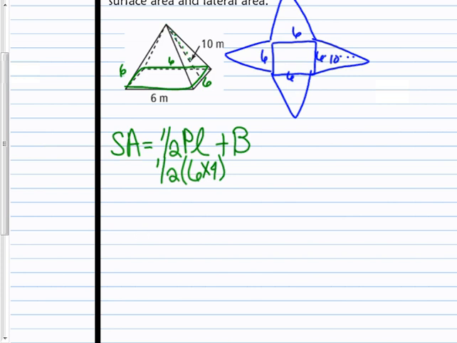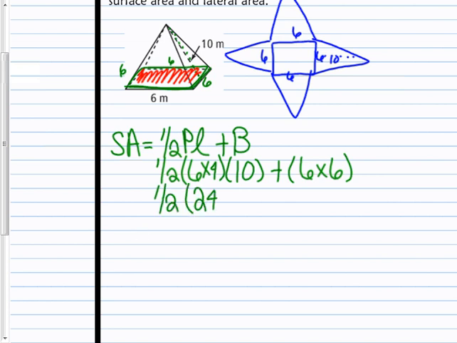The slant height they give to us is 10, plus the area of the base. So now I need to find out how much the base is inside. Well, area of the base is base 6 times height 6. So 6 times 6. Okay. I'm going to work inside the parentheses. 1/2. 6 times 4 is 24 times 10 plus 36. 1/2 of 24 is 12. So 12 times 10 plus 36.